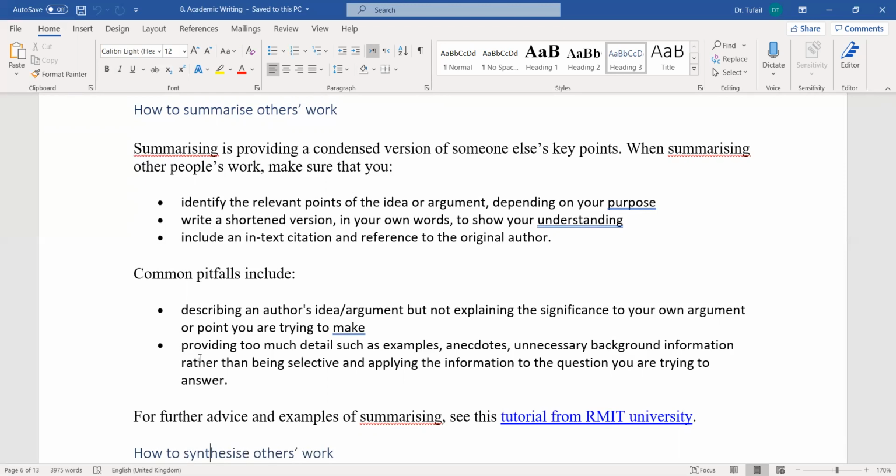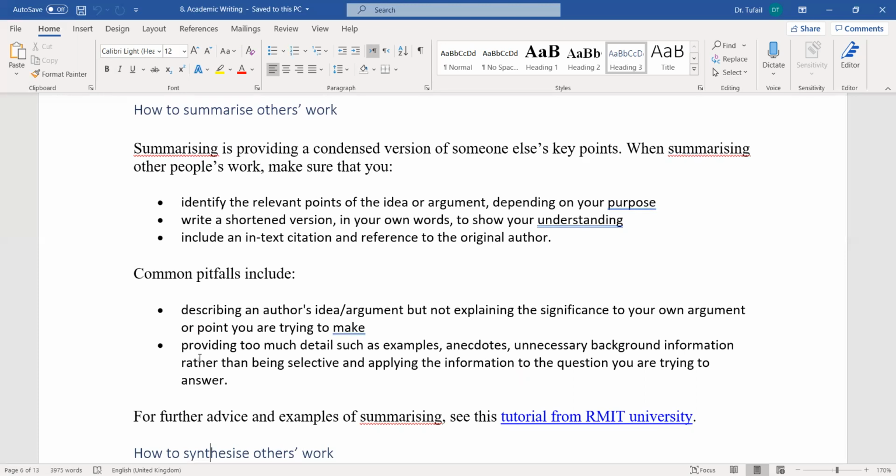Explaining arguments, but not explaining their significance to your own arguments. Sometimes writers only explain the arguments of the other writers or the material they are going to put as evidence, but they don't tie it or make the connection to their arguments. That's very necessary, because you want to use this summary as proof, as evidence. So when you simply keep this and move forward, and you don't try to connect this with your arguments, then putting this summary becomes irrelevant.